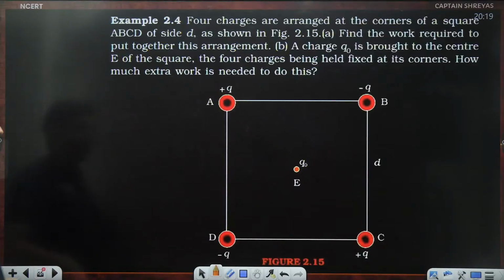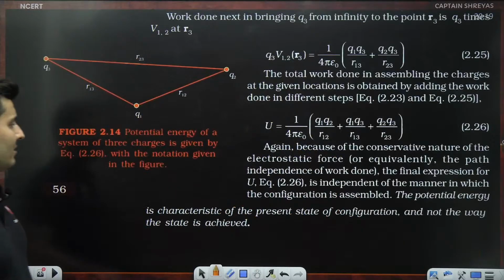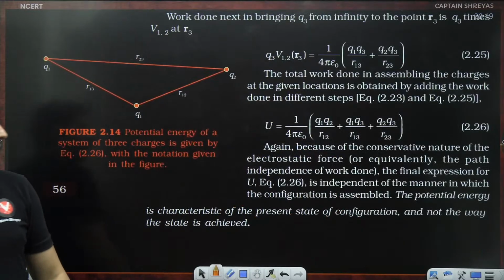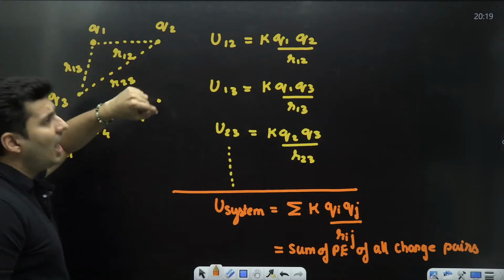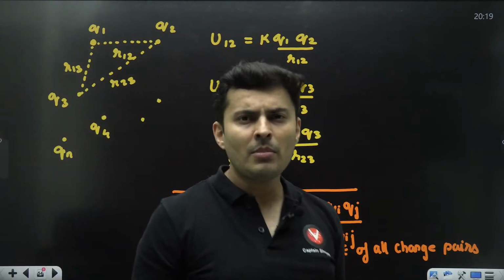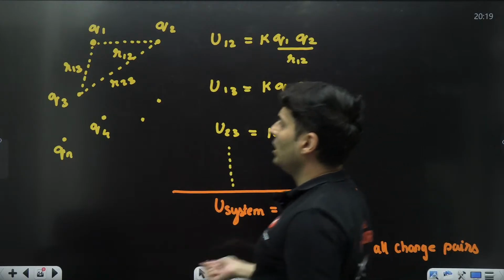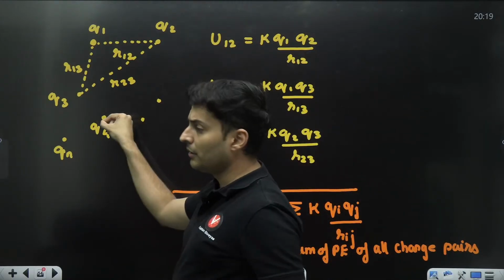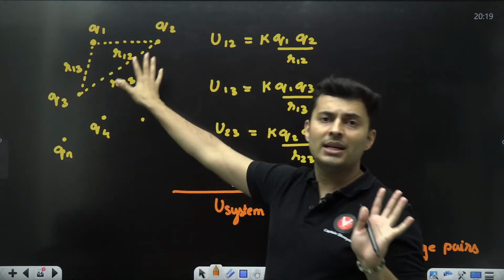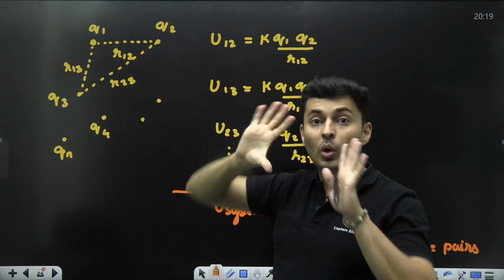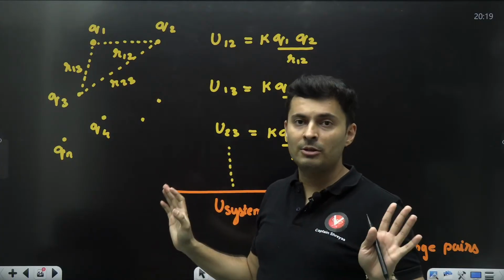That is what they have basically explained over here. And this potential energy does not depend on how you bring the charge. Somebody might bring this charge Q4 by doing this, and somebody might bring it like this. Doesn't matter. As long as their placement is the same, the configuration is the same, the potential energy will be the same.